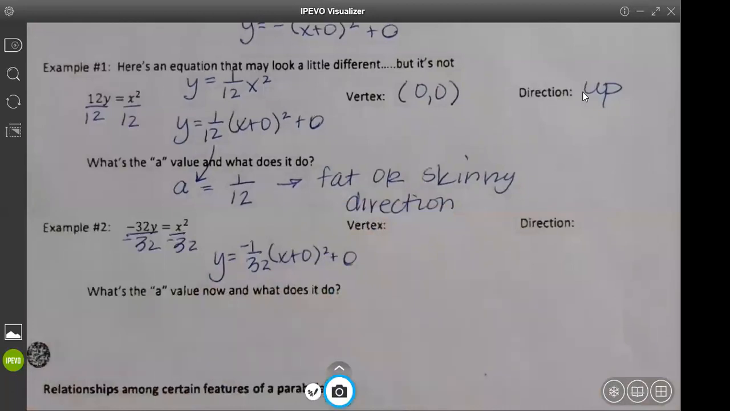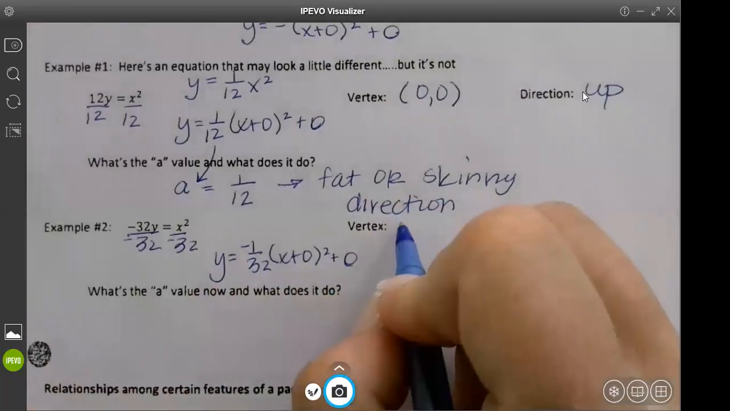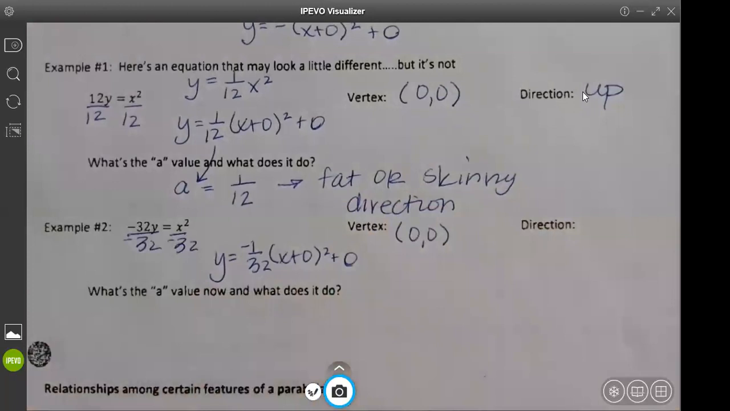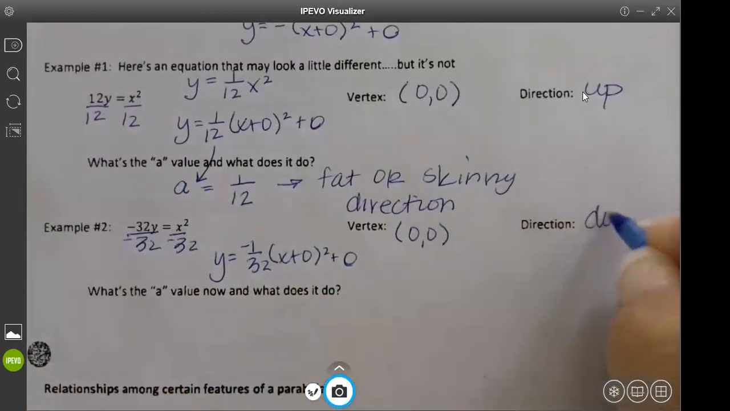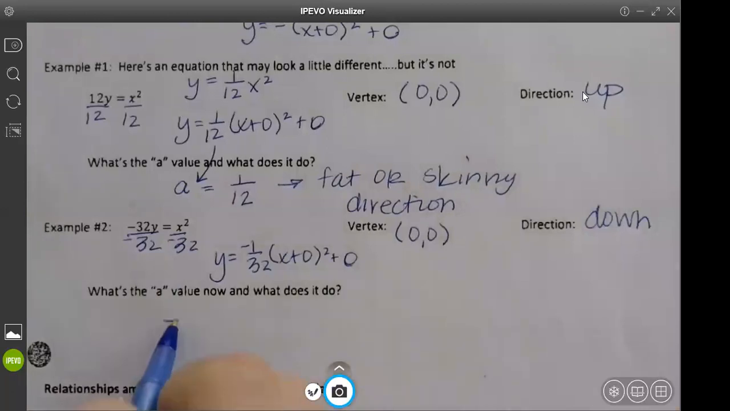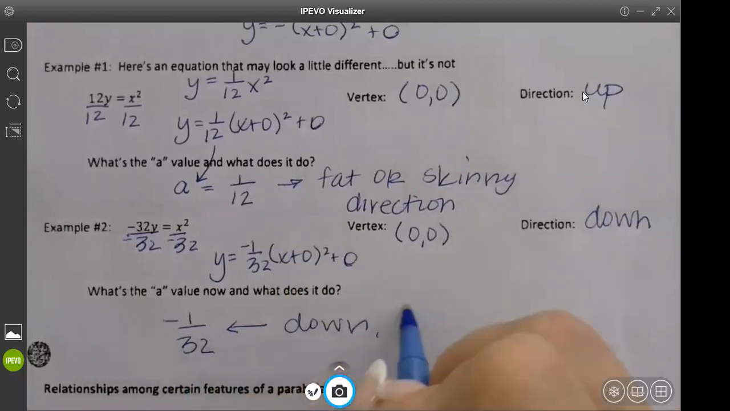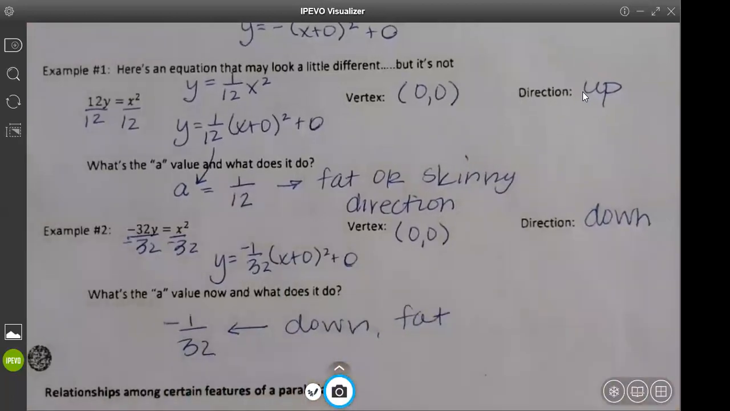What's your vertex again? 0, 0. And then this time, what's your direction? Down. Again, what is the A value and what does it tell you? On this one, it's negative 1 over 32. This tells you that it opens down and it's fat, or a vertical shrink squishes it down.